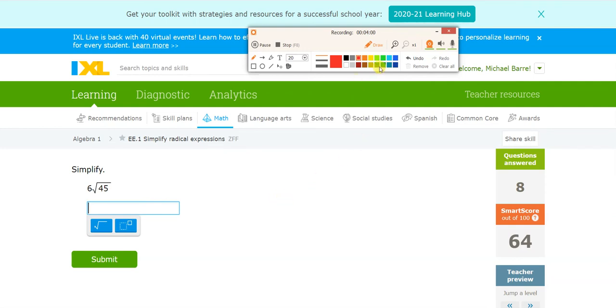Okay, I like this one. So whatever we get, we're going to multiply it by 6. So square root of 45. Square root of 45 is 5 times 9. Square root of 9 is 3. This is going to be 6 times 3, which is 18 square root of 5.